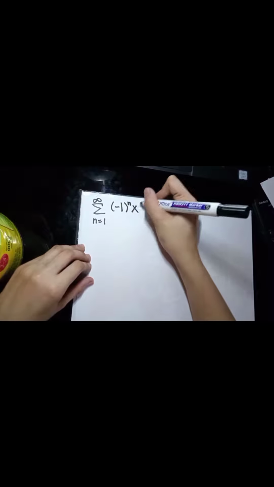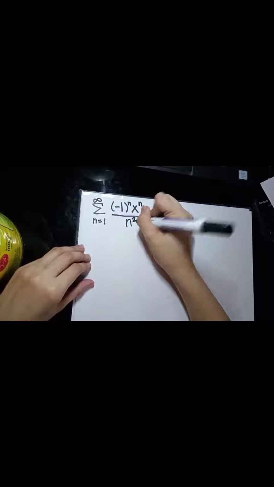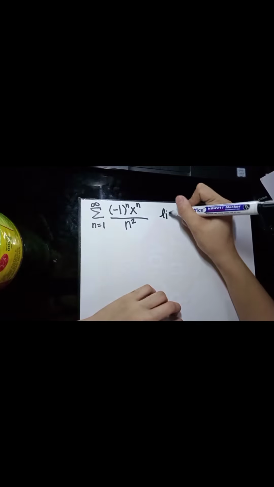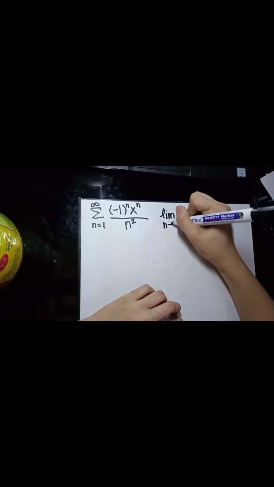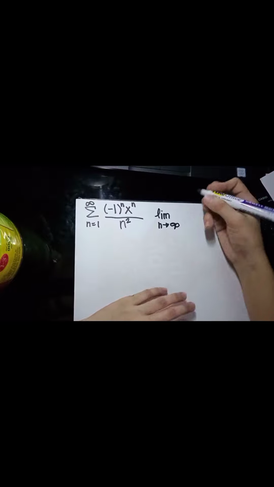n equals 1. Negative 1 raised to n times x raised to n over n raised to 2. So first, we need to apply the ratio test. So the limit as n approaches infinity.